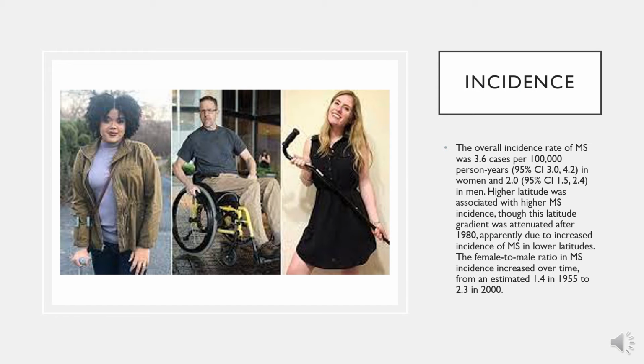Now, incidence. The overall incidence rate of MS was 3.6 cases per 1,000 persons a year in women and 2.0 in men. Higher latitude was associated with higher MS incidence, though this latitude gradient was attenuated after the 1980s, apparently due to increased incidence of MS in lower altitudes. The female-to-male ratio in MS incidence increases over time from an estimated 1.4 in 1955 to 2.3 in 2000 when this study was performed.